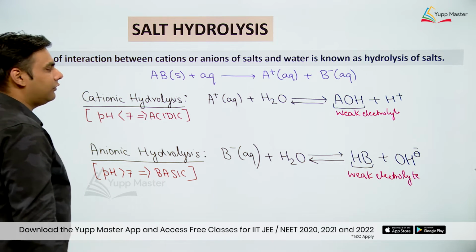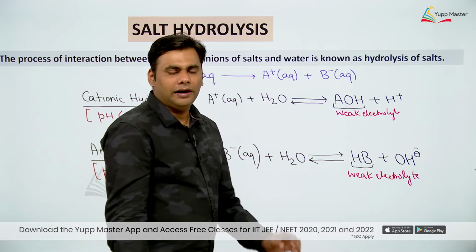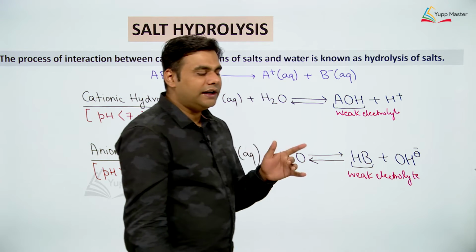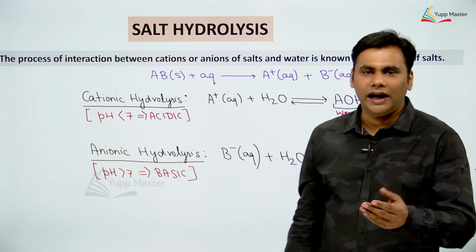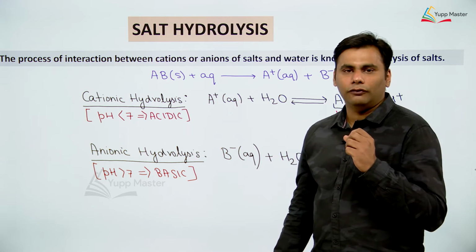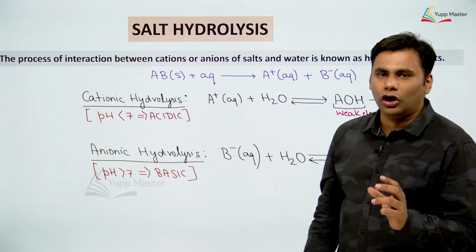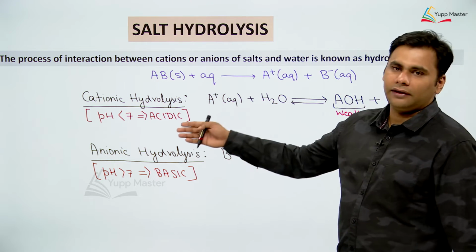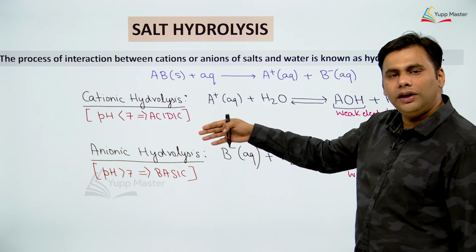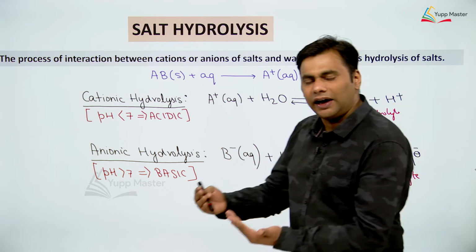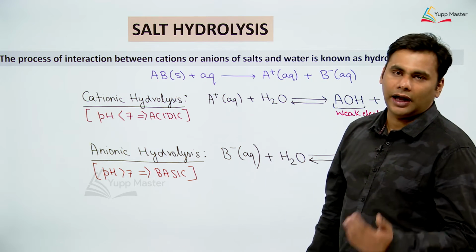Okay. So suppose we had Na plus. Na plus is a cation. So when it is getting hydrolyzed, we will say that it will attract OH negative from water and form NaOH plus H plus. Now NaOH being a strong electrolyte would split back. So the reaction would go to the backward direction and we would say that cationic hydrolysis has not happened.